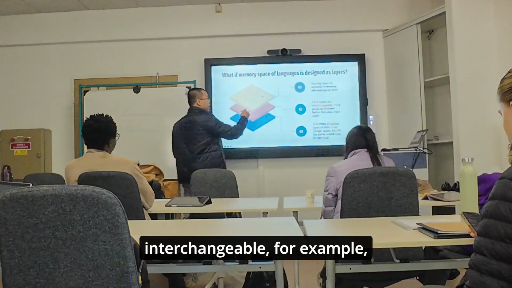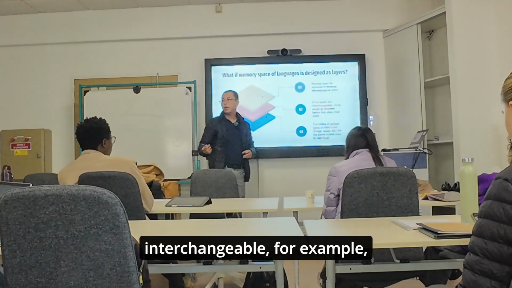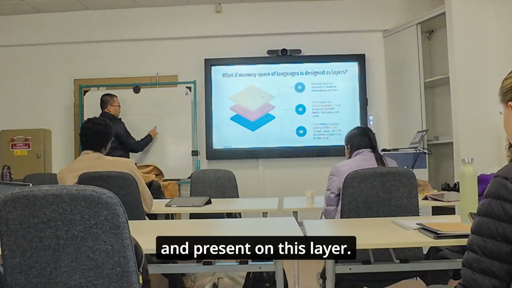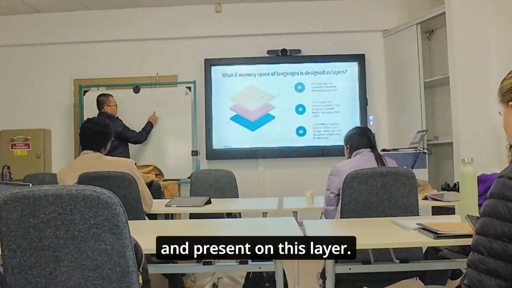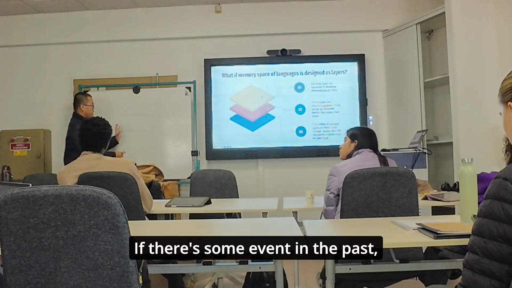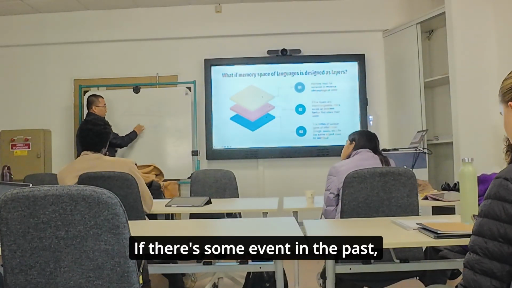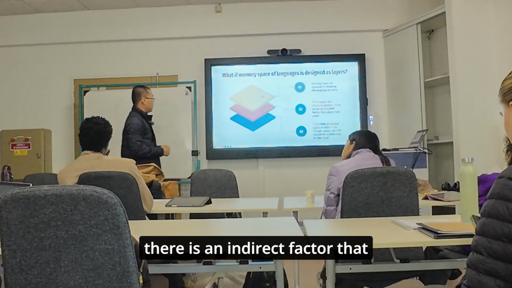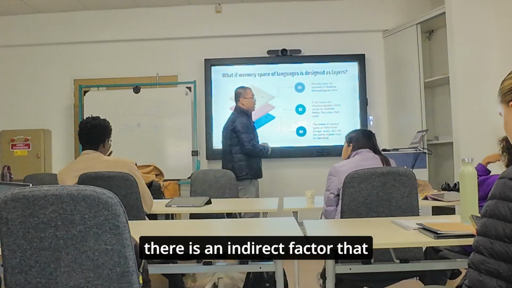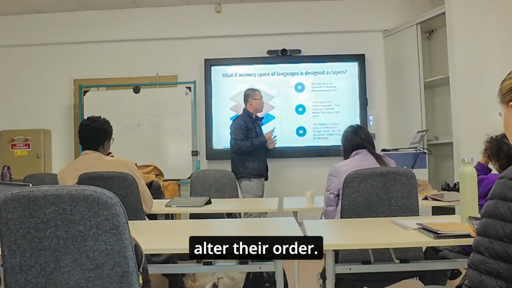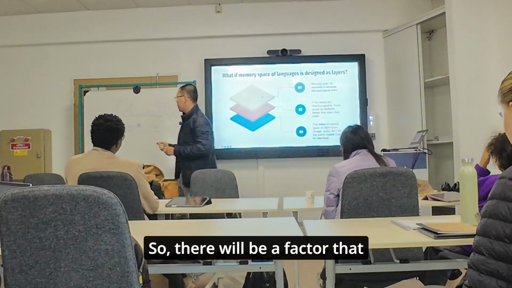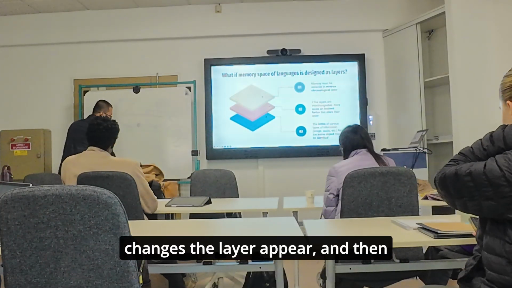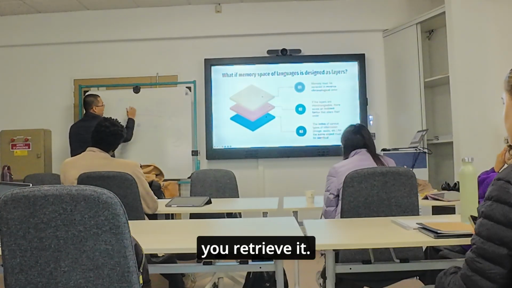If the layers are interchangeable, for example, there's something in the past on this layer and the present on this layer, and you want to retrieve the event in the past, there is an indirect factor that alters their order. There will be a factor that changes this layer up here, and then you retrieve it.